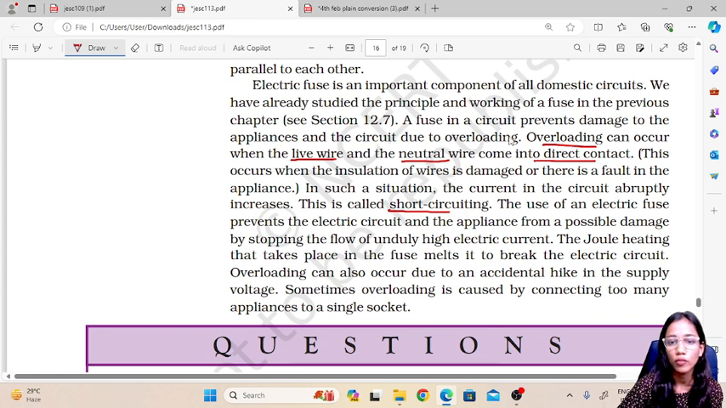Overloading can also occur when there is an accidental hike in the voltage supply. If you connect too many appliances to one socket, that socket won't be able to take that much current and there will be overloading. So the two reasons for overloading are short circuiting, and connecting too many appliances to the same socket.